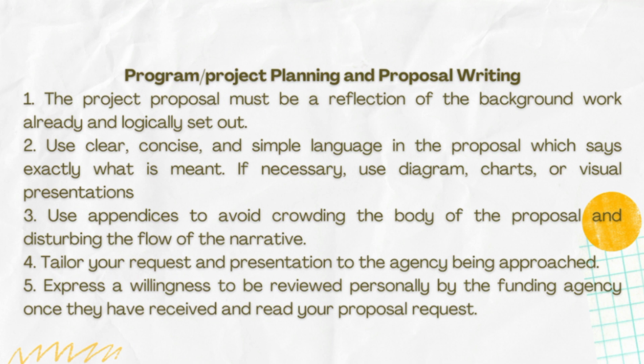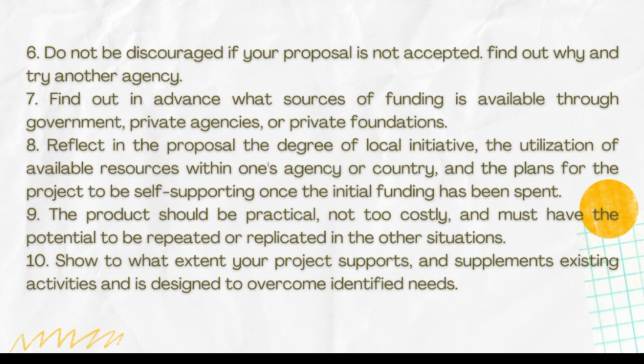The third consideration was the use of emphasis to avoid crowding the body of the proposal and disturbing the flow of the narrative. Fourth, tailor your request and presentation to the agency being approached. The fifth one was to express a willingness to be reviewed personally by the funding agency once they have received and read your proposal request. Sixth, do not be discouraged if your proposal is not accepted. Find out why and try another agency.